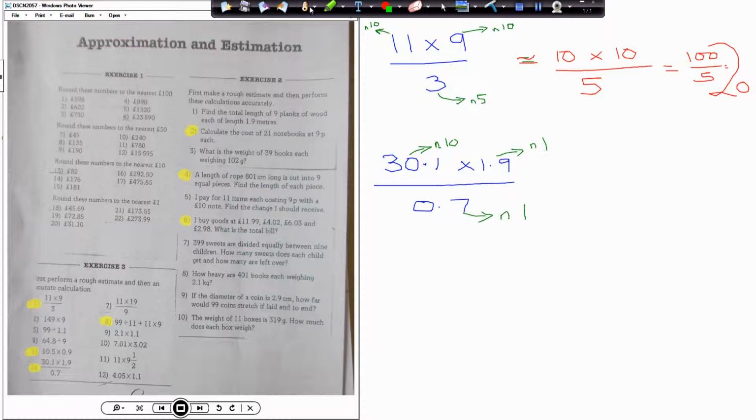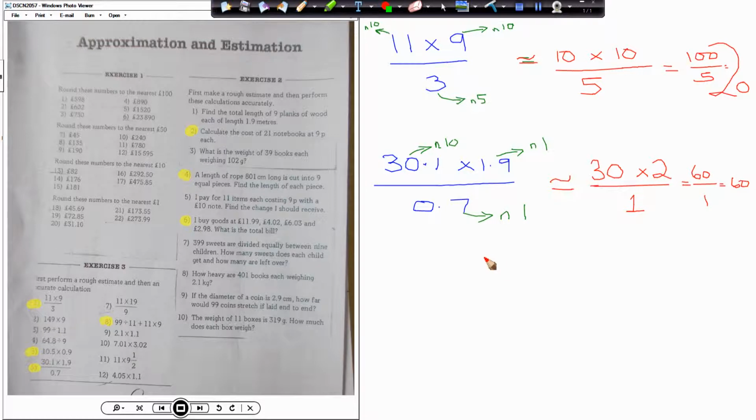So now let's do it. Did anybody notice this squiggly equal sign? Do you know what that means? Approximately. This here is approximately, because this is where the rounding comes in. So 30.1 becomes 30. 1.9 becomes 2. 0.7 becomes 1. So we get 30 times by 2, which is 60, divided by 1, which is 60.